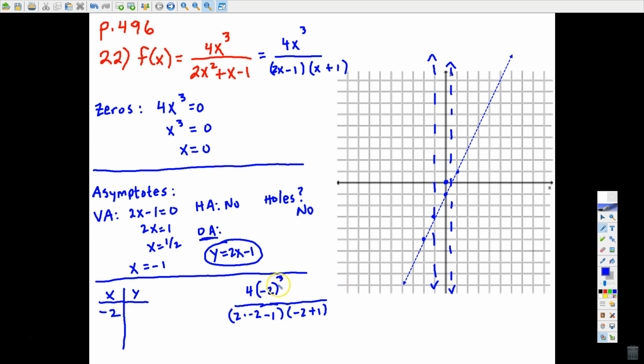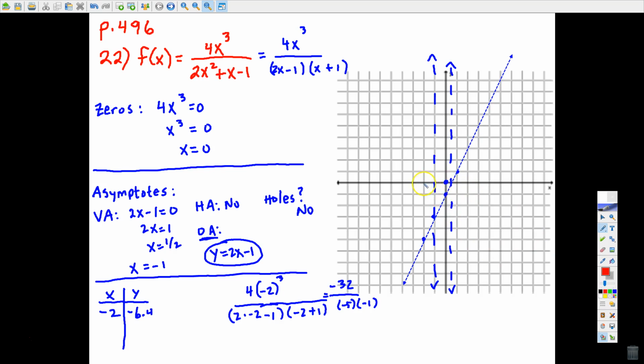Okay, so just using some mental math here, -2 cubed is -8, and -8 times 4 is -32. And then down here we would have -4 minus 1, which is -5. And this would give us -1. And when we multiply the factors in the denominator together, we get 5. So in your calculator, you can just do -32 divided by 5, and that should be -6.4. Almost -6.5.